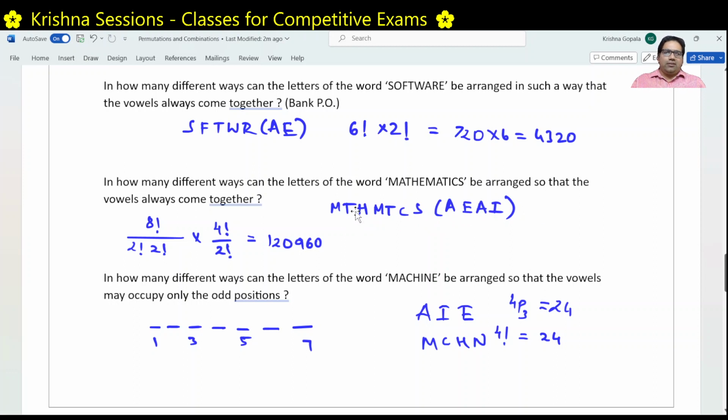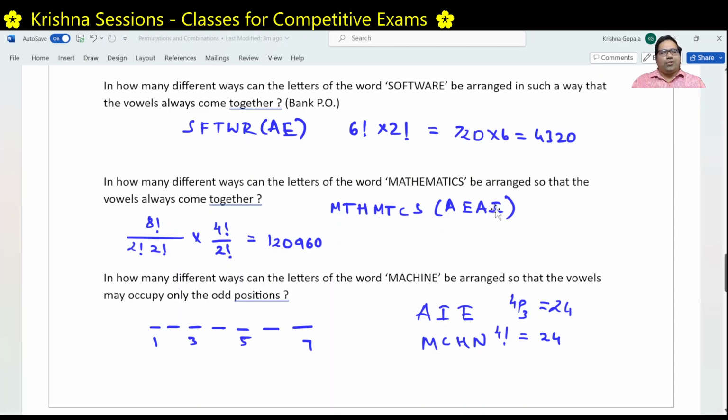So with 8, and among this 8, there are how many repetitions? M is repeating twice, T is repeating twice. Total 8 letters are there with one big vowel letter, and there are 2 repetitions in these 8 letters. So what are the total permutations? 8 factorial by 2 factorial for M and another 2 factorial for T, because T and M are repeating. Right, 8 factorial by 2 factorial into 2 factorial.